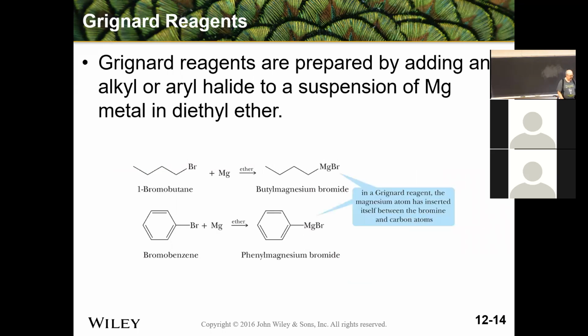Back here in 1-bromobutane, the carbon had a partial positive charge. That's how we could do SN2 reactions, where a nucleophile attacks this carbon and kicks out the bromide. But now we've reversed the polarity. Now carbon is more electronegative than magnesium.